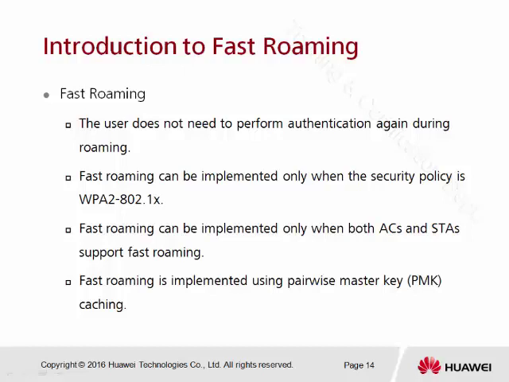Fast roaming can be implemented only when both the AC and the STA support fast roaming. Both sides must be able to support it, or else you can't enable this feature. And the last one, fast roaming is implemented using the pairwise master key, for short we call it PMK. Later on, we're going to explain what a PMK is.